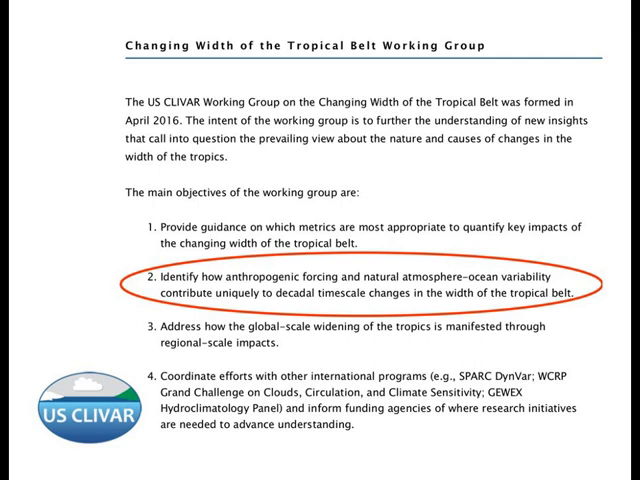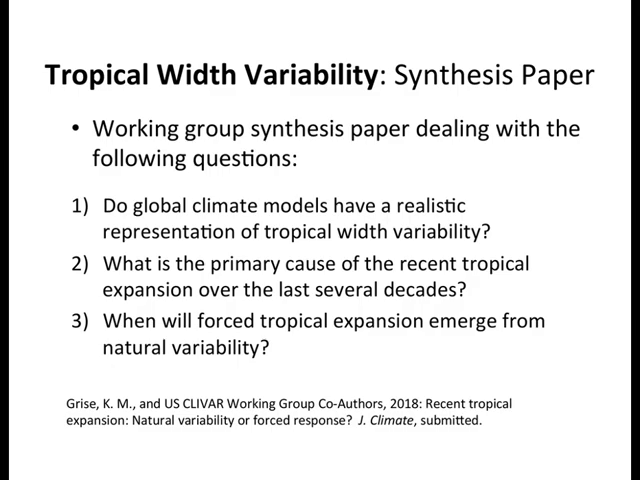And so, as Paul mentioned, I literally just submitted this paper on Monday. This is our working group synthesis paper on these issues. And we addressed 3 questions in this paper. Do global climate models have a realistic representation of tropical width variability? And then if they do, we can use the models to answer these other questions. What is the primary cause of the recent tropical expansion? And when will forced tropical expansion emerge from natural variability in the future?